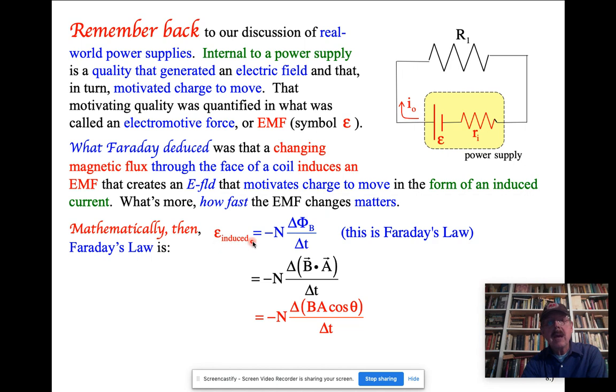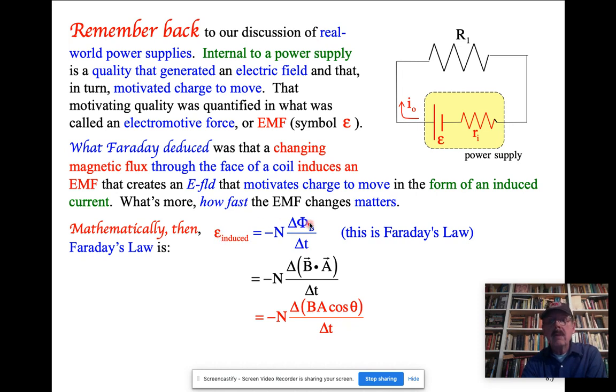And so he quantified it that way. He said the induced EMF equals minus sign. It turns out you need the minus sign for conservation of energy. We'll talk about that later. The proportionality between the rate of change of the flux with time turned out to be the number of windings in the coil. But basically, this relationship right here is Faraday's law. The induced EMF equals minus the number of windings times the rate at which the magnetic flux changes with time. If the change of flux happens quickly, you're going to get a big induced EMF, you're going to get a big current. If the change in flux with time happens slowly, you get a small induced EMF, you get a small current.